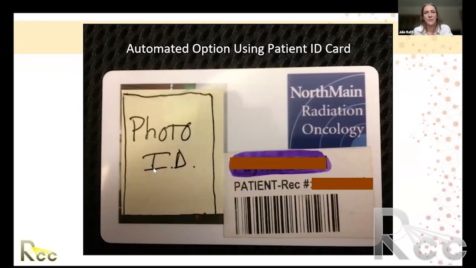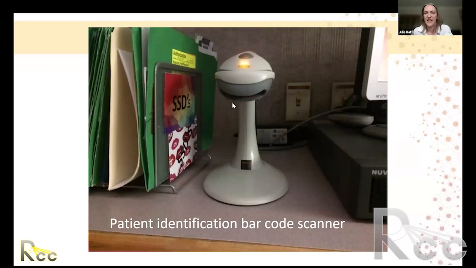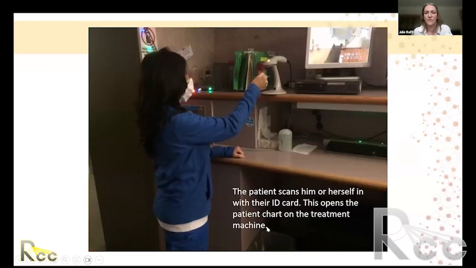So here's just a picture of an automated option. Some hospitals have ID cards. We don't have this at my hospital, but it's an example of what can be done with a specific barcode for each patient, their picture. And then the patient could come and scan their ID card with a barcode scanner each day. So that's an automated option where you actually have your own card and can check in for treatment each day. And that will allow the therapist to open the chart on the treatment machine.